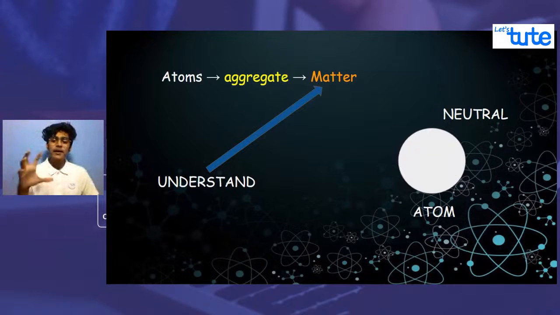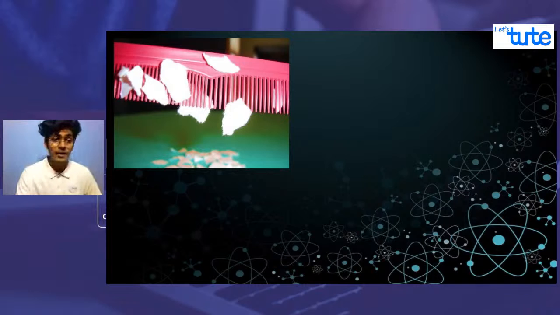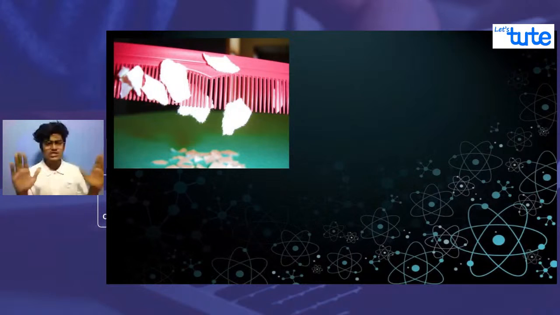If we look at matter, we found that there were certain properties in matter. Suppose you take a comb and rub it on your hair, and then you take it over bits of paper. You will notice that the papers get attracted towards the comb. Now what does neutral mean? Neutral means there's no charge. Neutral means no charge. So it's neither positive nor negative, it's neutral.